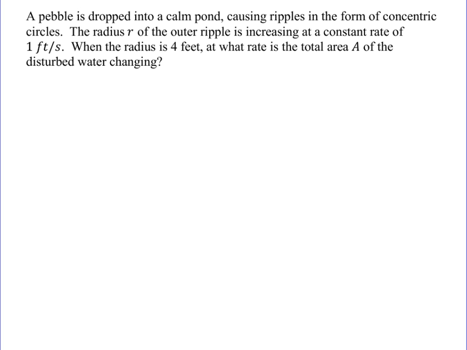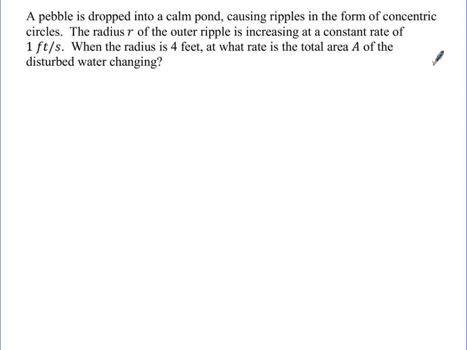When the radius r is increasing at a constant rate of 1 foot per second. So these waves are propagating over the surface of the water at 1 foot per second. When the radius is 4 feet, at what rate is the total area of the disturbed water changing? So the wording in this problem gives away the formula that we're going to have to use in this problem.